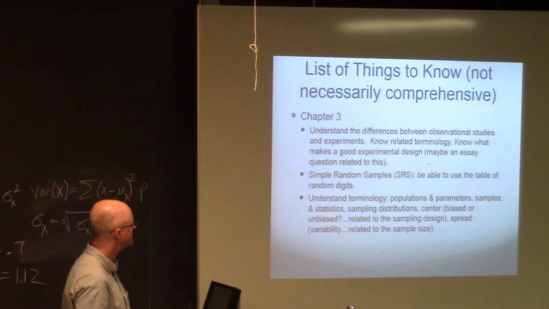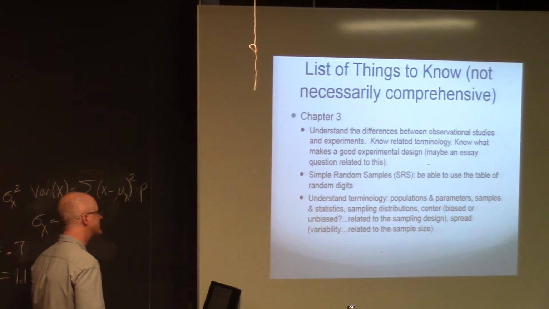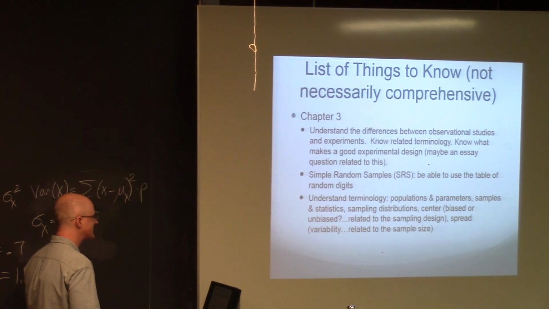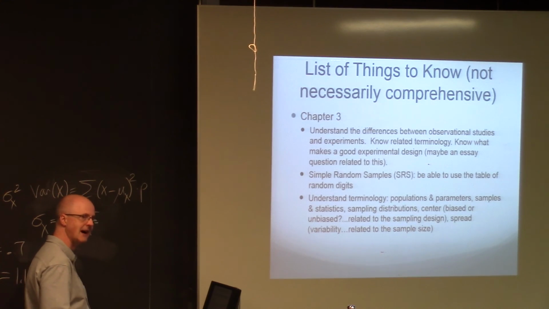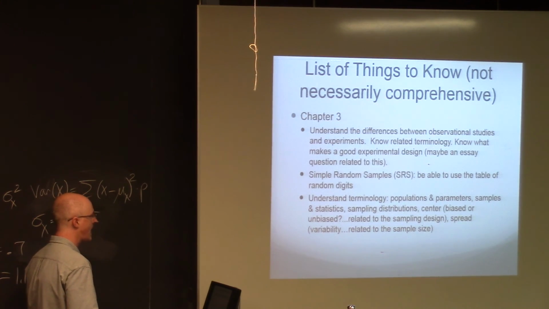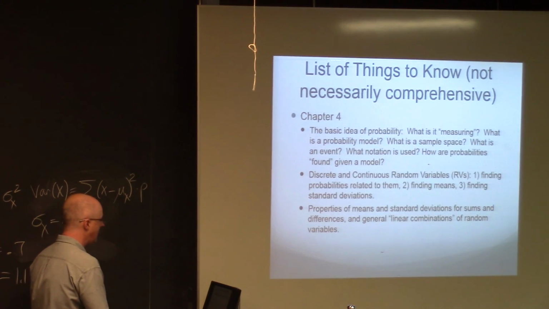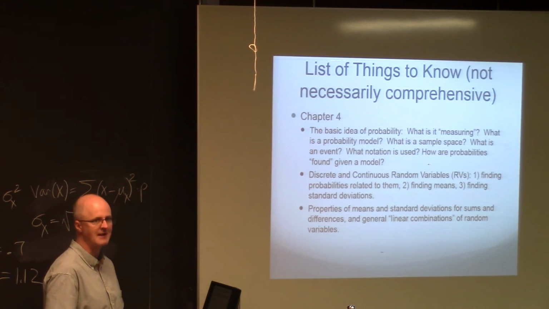Understand more terminology: populations, parameters, sample statistics, sampling distributions, which we've focused on today. Center, is it biased or unbiased? That's related to the sampling design. Spread, the variability, that's related to the sample size. The bigger the sample size is, the less spread. And chapter 4, which we really focused on a lot today.